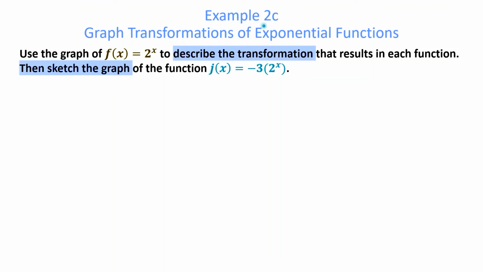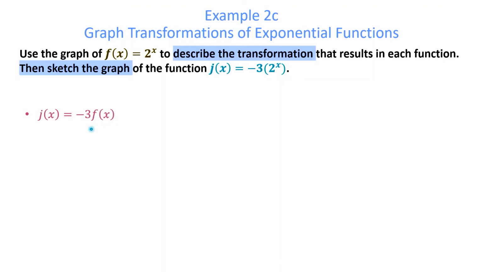So in example 2c, we just have a new function, which is j of x is equal to minus 3 multiplied by 2 to the power of x. Now 2 to the power of x is simply f of x. And all we're doing is multiplying it by minus 3 to give us this new function. So we can rewrite j of x as the following. j of x is equal to minus 3 multiplied by f of x, and this form will help us determine the transformations taking place.